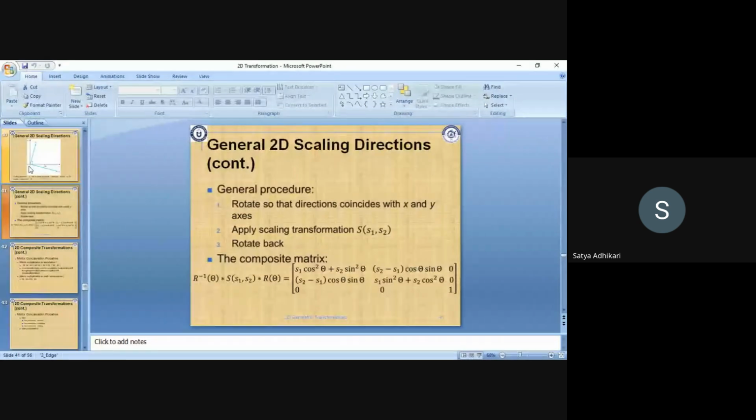This is the matrix for it. First is the rotation, R theta, that is M3, M2, M1. We have to multiply M1 first, which is R theta, then the scaling S1, S2, and the final is R inverse theta. That is M3, M2, M1. Finally, if we multiply the three matrices, we will get this. This is a composite matrix.